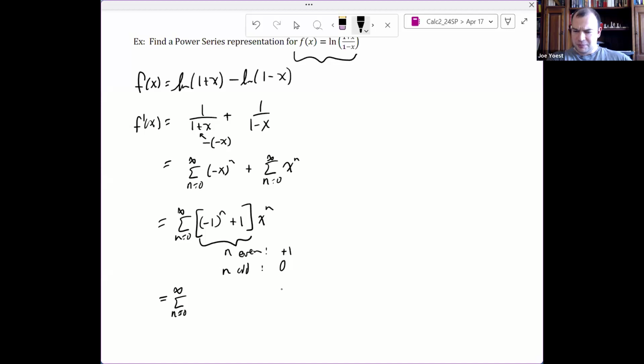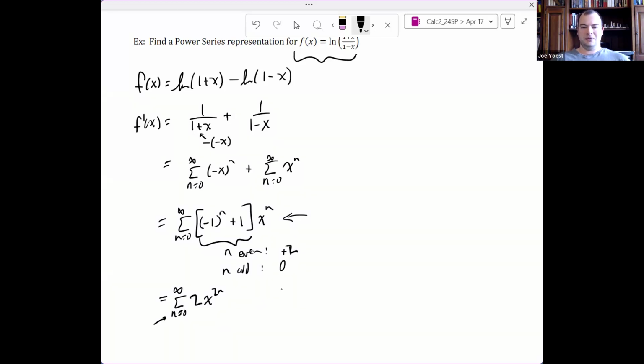And oh, did I say plus 1? It's plus 2. Right, minus 1 to an even power is plus 1, and then plus 1 is plus 2. So I want 2 times, and how do I make an even power? That would be x to the 2n. So up here I'd have even powers, like when n equals 0, I'd have 2 x to the 0. The n equals 1 term, the coefficient zeroes out, so that goes away. The n equals 2 term, the coefficient is 2, and I get x squared, and so on.